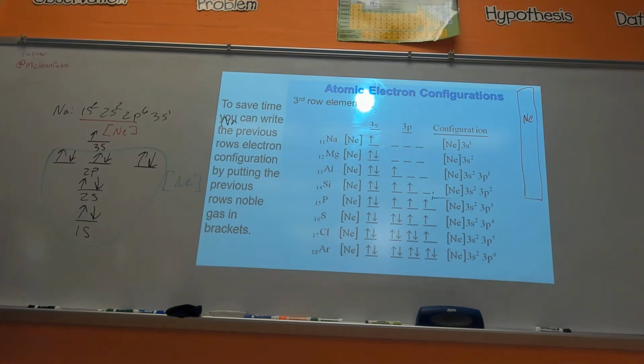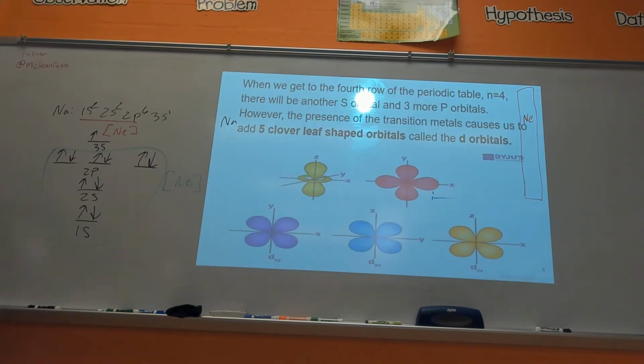Okay. So in other words, the bigger elements really are just longer than the smaller ones, but not really, because you can do the noble gas notation. You can just say the nearest noble gas. All right, let's move on to some of the bigger ones.